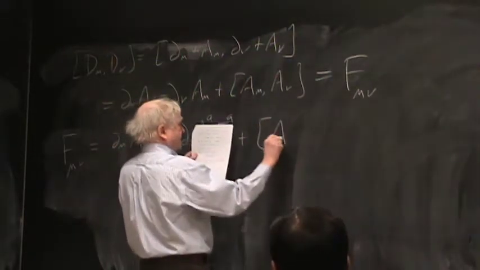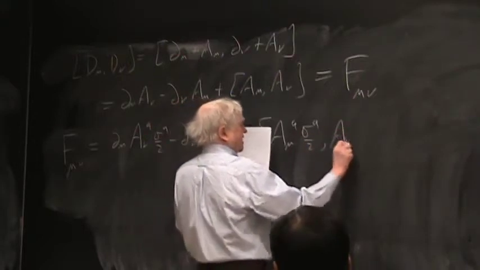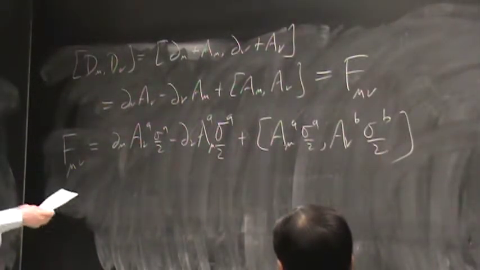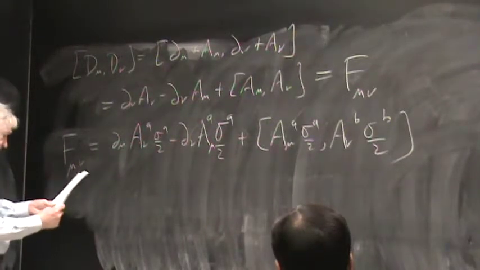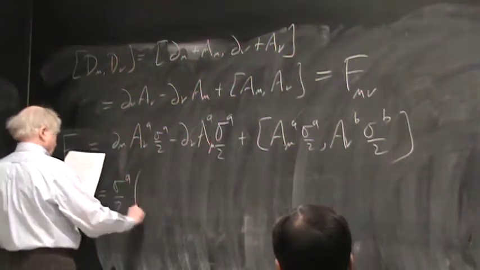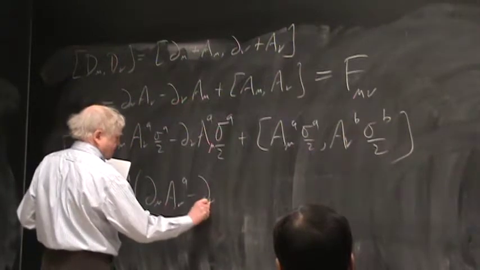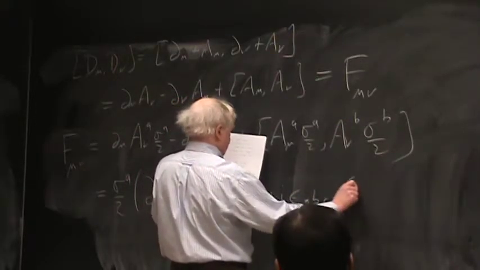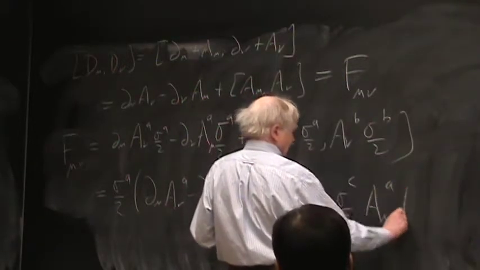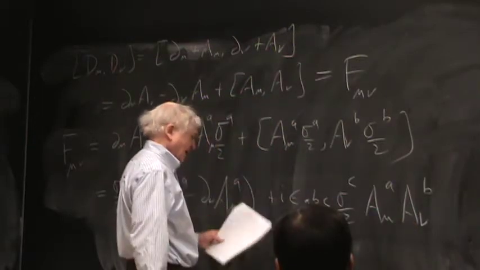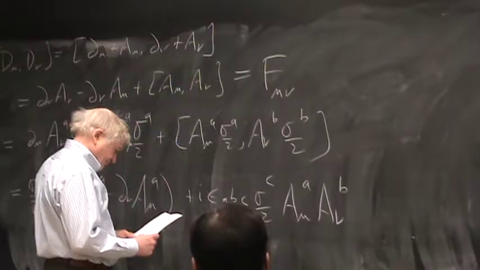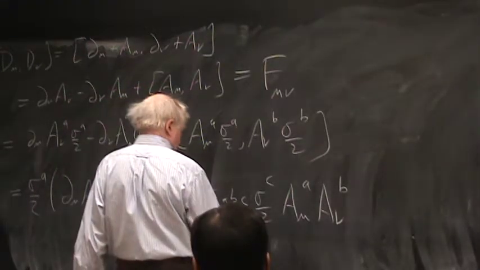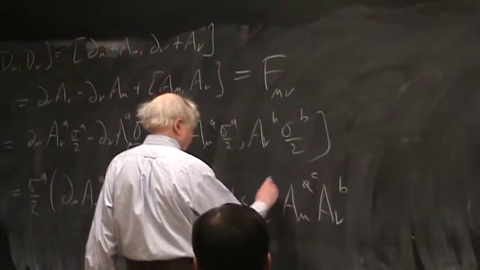But then the next term is A mu A sigma A over 2 A nu B sigma B over 2, and then sigma A sigma B is I epsilon A B C. Anyway, what you wind up with is sigma A over 2 times D mu A nu A minus D nu A mu A, and then this term is I epsilon A B C sigma C over 2 A mu A A nu B. And now if we interchange A and C again, we get a C here, a C there. These become A's.